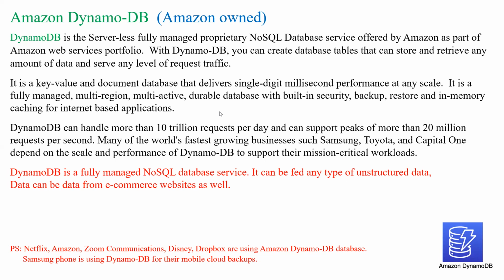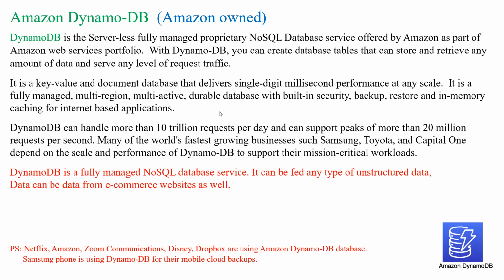When we say in-memory caching, that means when we are creating DynamoDB, the EC2 instance that Amazon creates will have huge memory capacity so that it will be able to work much faster.